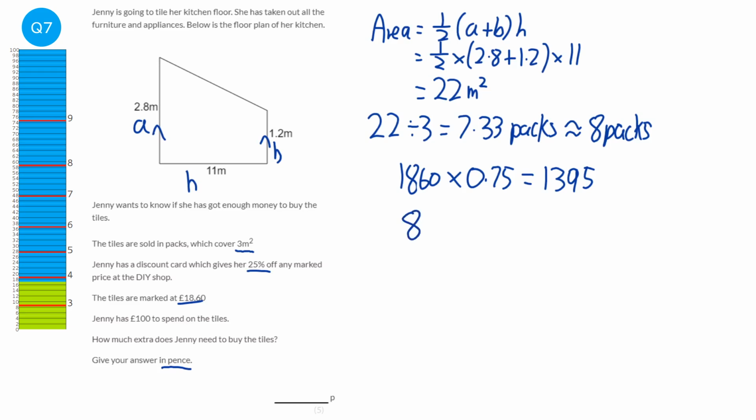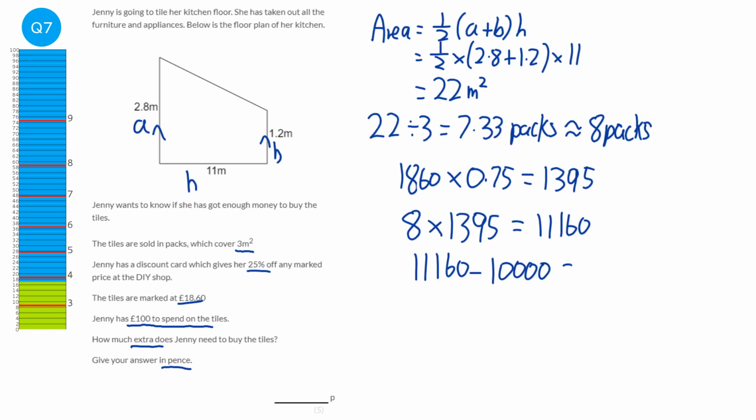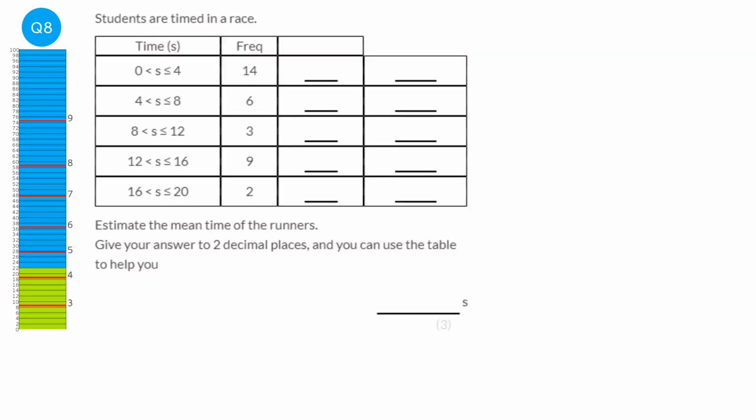And so it's going to be 8 lots of the 1,395 pence packs, which will cost in total 11,160 pence, or £111.60. But Jenny has £100 to spend, and we're asked how much extra does she need? So we're going to do the 11,160, take away the 10,000 pence that she has, which will give us 1,160 pence. So she needs to find £11.60 or 1,160 pence from somewhere.